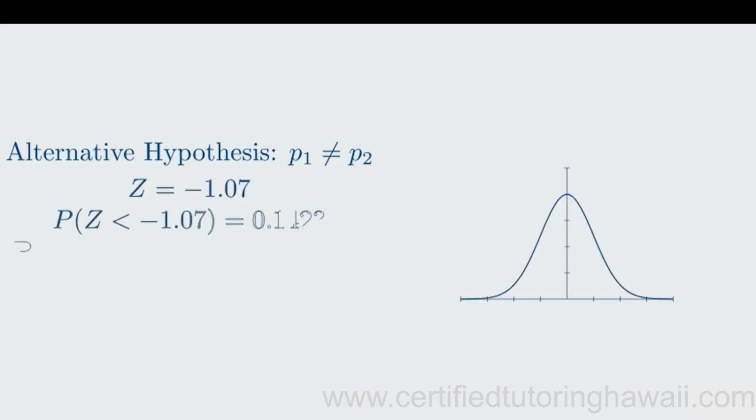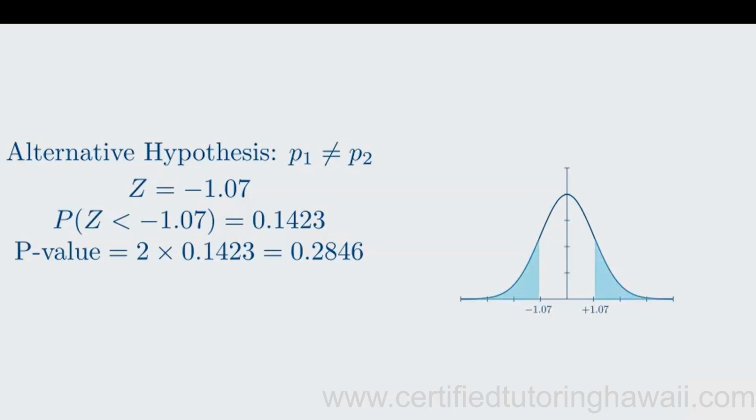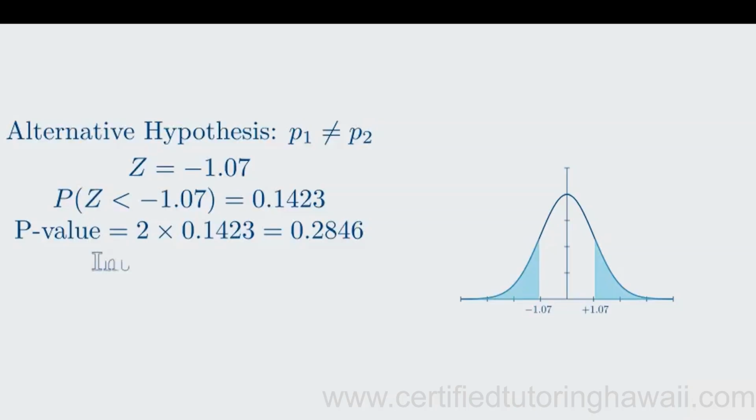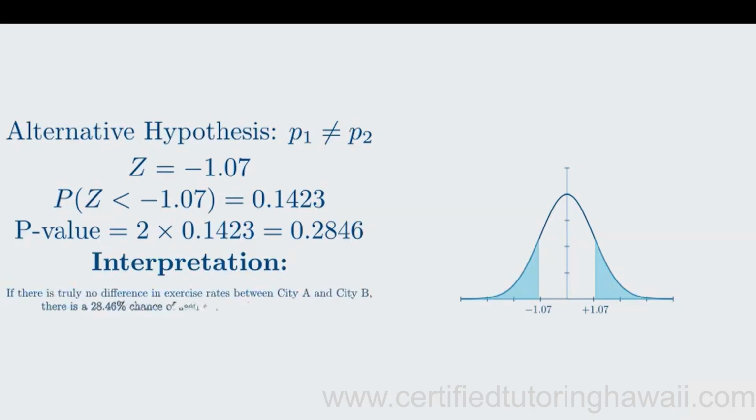Because our alternative hypothesis was that the proportions are simply not equal, we must account for both tails of the distribution. The area to the left of -1.07 is 0.1423. Since this is a two-tailed test, we double that value to get a total p-value of 0.2846. Visually, we are looking at the probability of getting a difference of 5% or more in either direction. This interpretation is crucial for the AP exam. We must clearly state that we are assuming the null is true. A p-value of 28% is quite high. It happens almost a third of the time just by random luck.